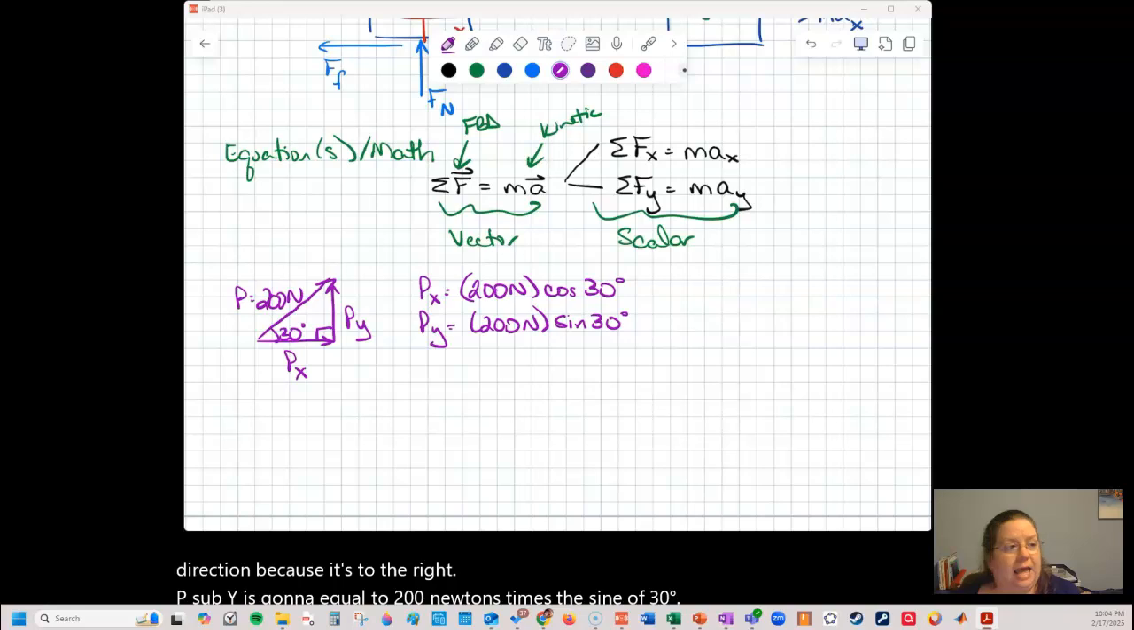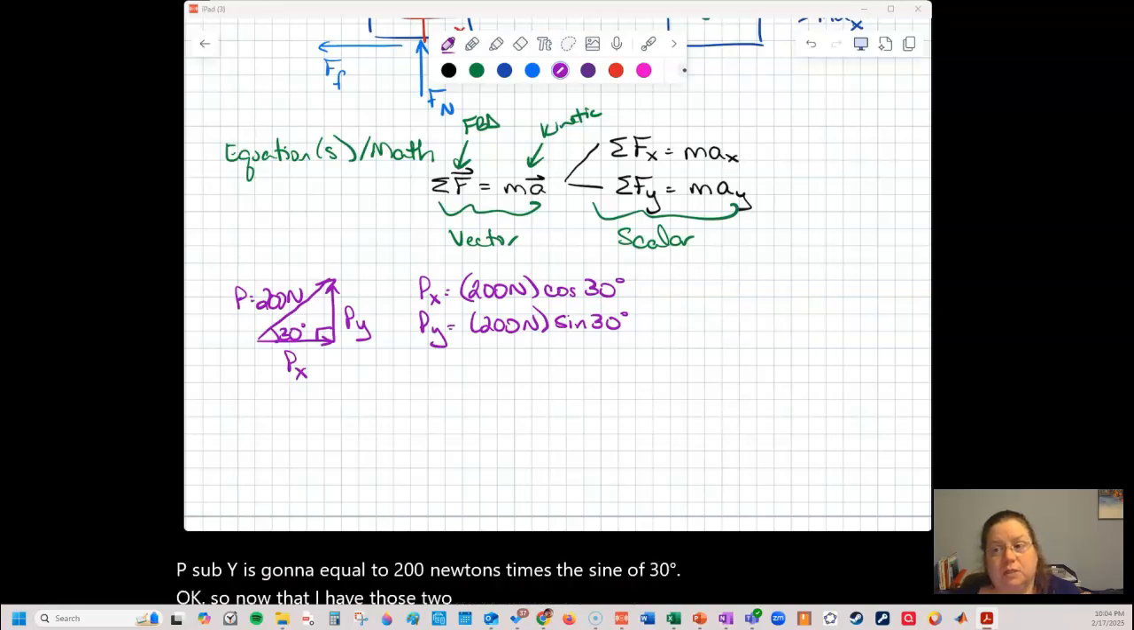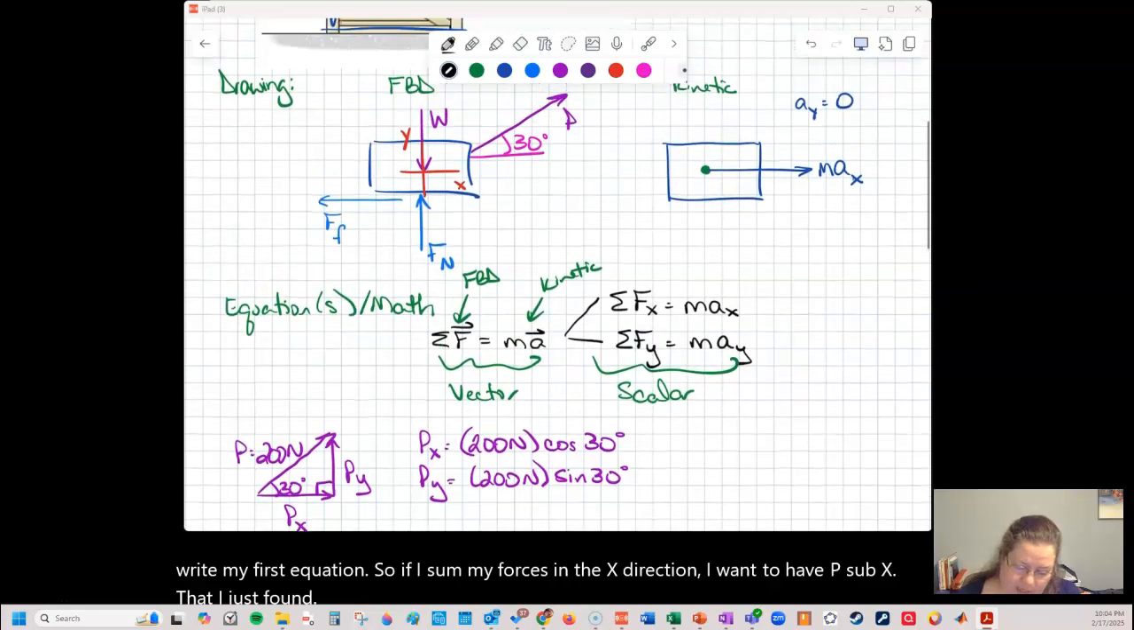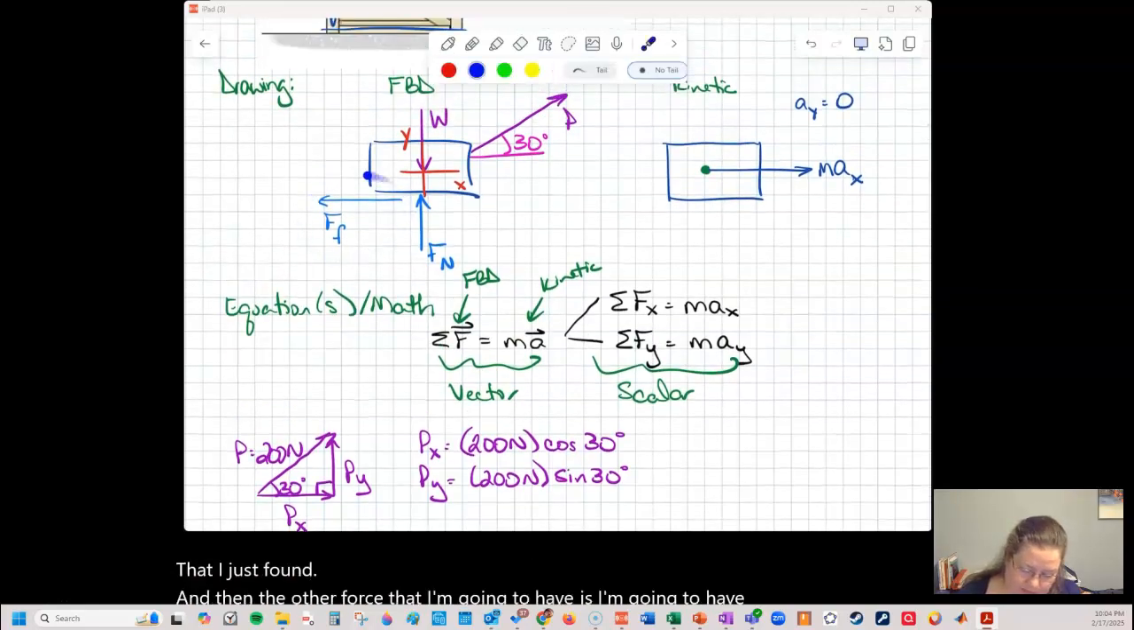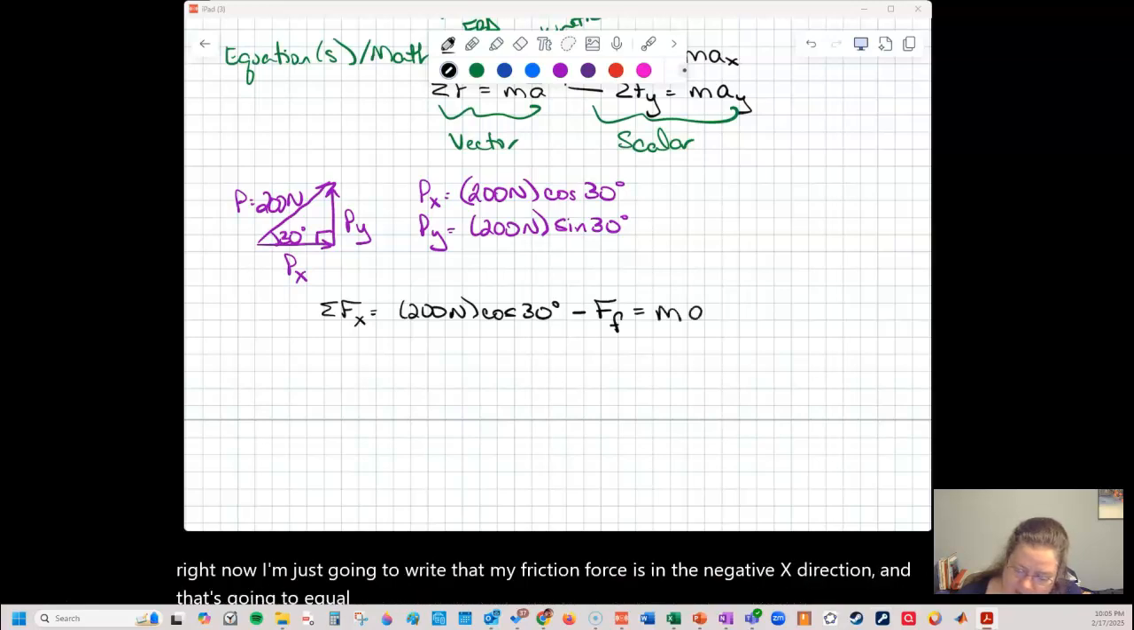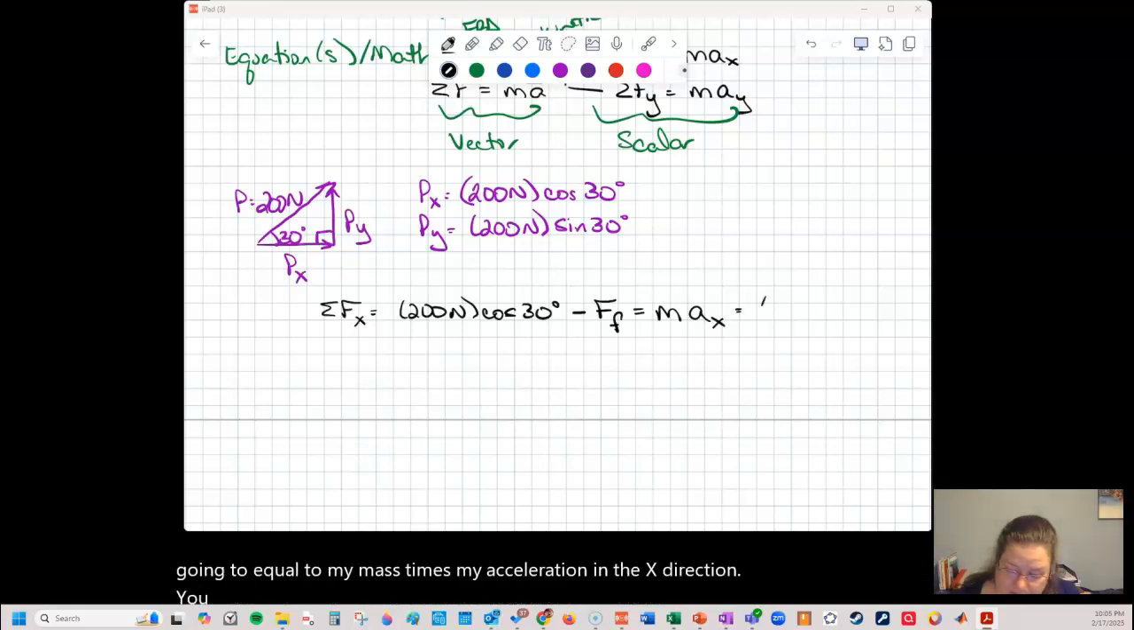Okay, so now that I have those two components of the force, I'm ready to come down here and write my first equation. So if I sum my forces in the x direction, I'm going to have P sub x that I just found. And then the other force that I'm going to have is my friction force here. So right now I'm just going to write that my friction force is in the negative x direction, and that's going to equal my mass times my acceleration in the x direction. You could also describe this as being 50 kilograms times a sub x, because we know what our mass is from the problem statement.